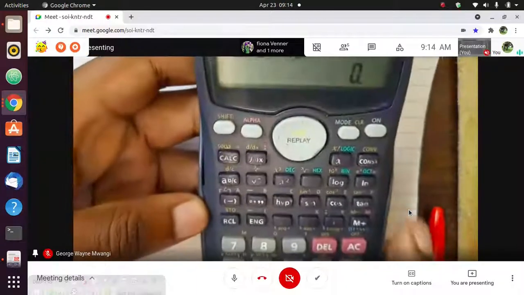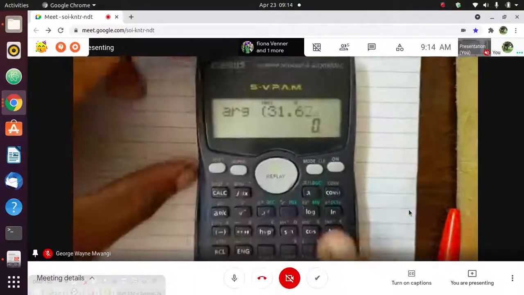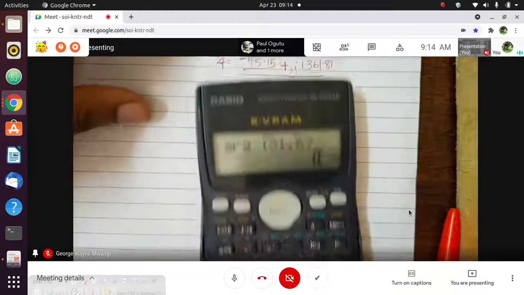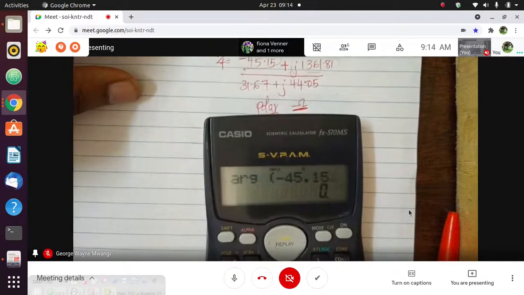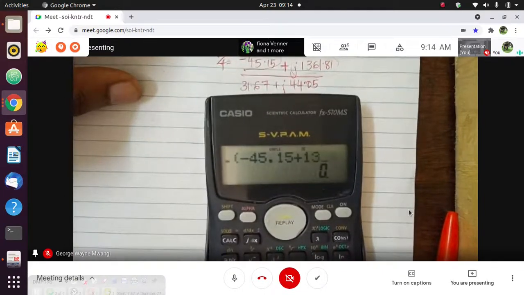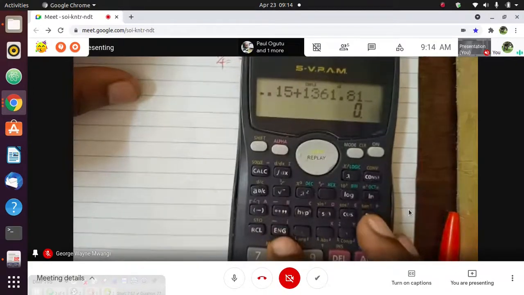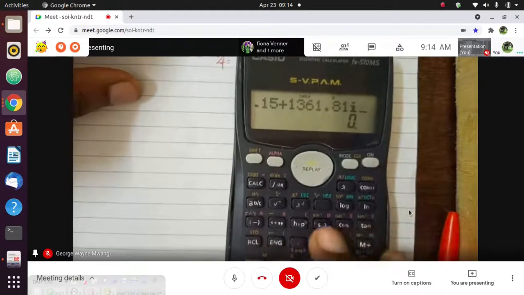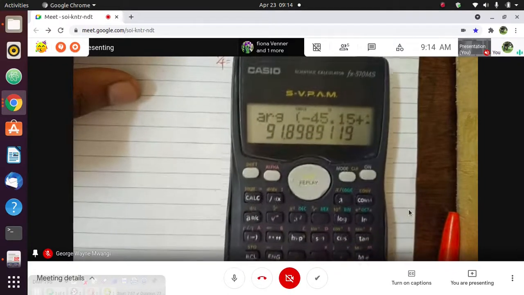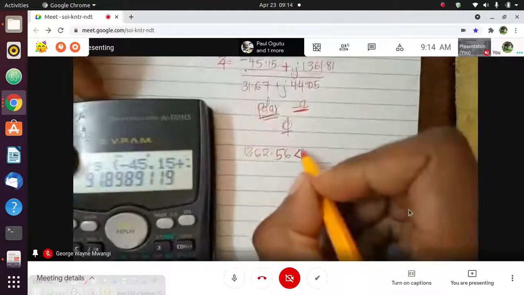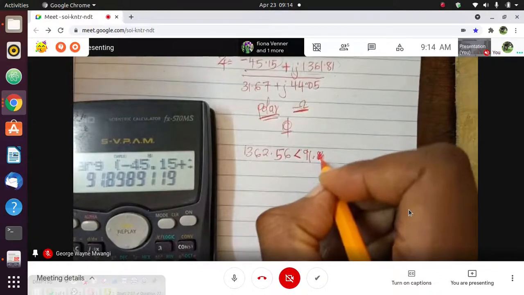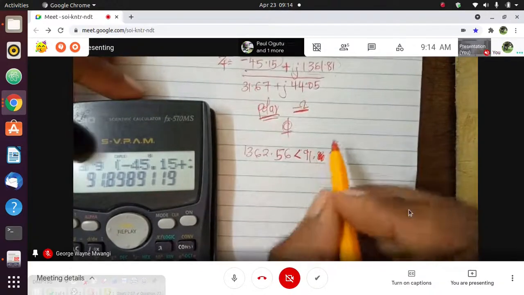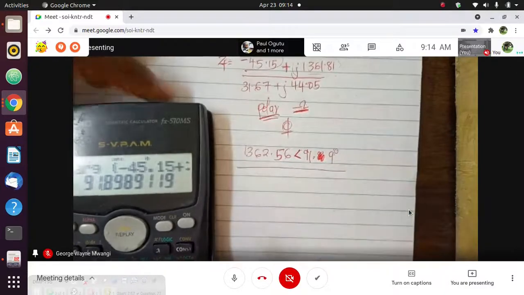So we input the same values: minus 45.15 plus 1361.81 I. Since we don't have J in our calculator, we use I to give you the angle. The angle is 91.9 degrees. Now we do the same with the denominator.